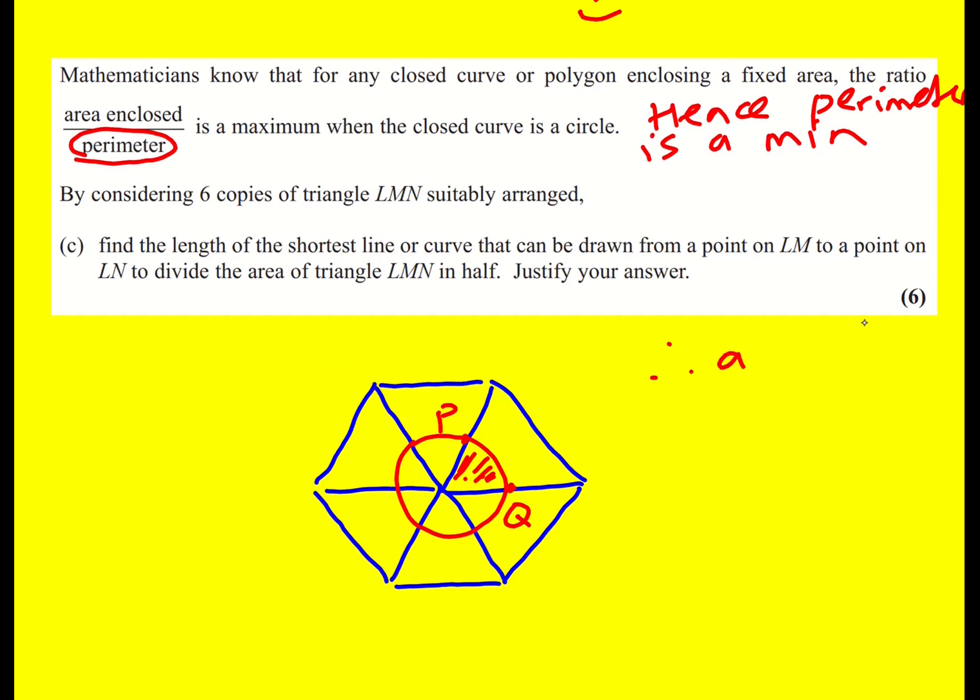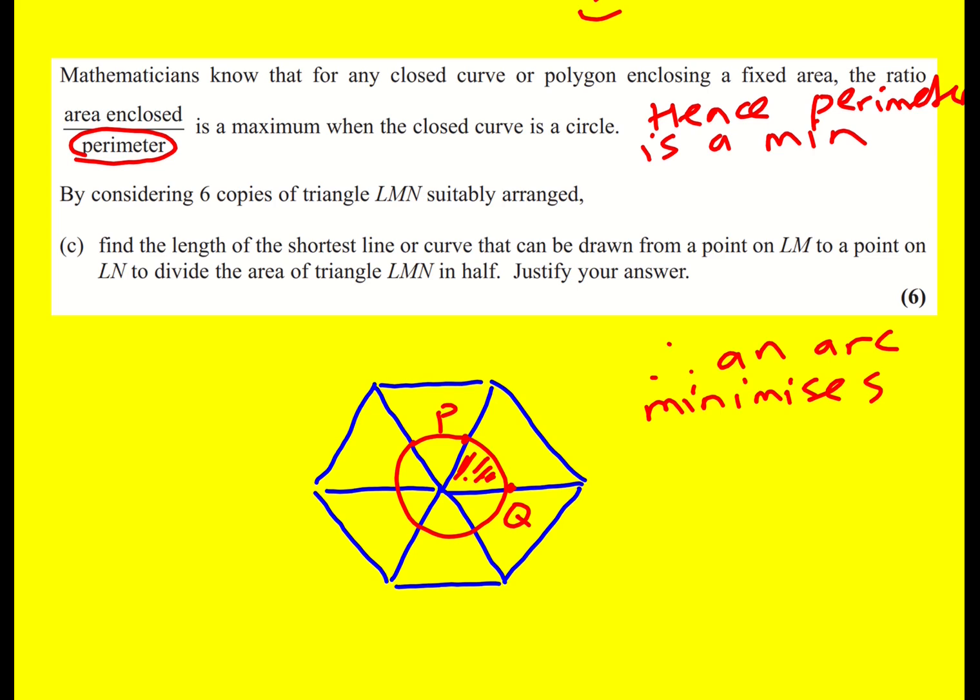Therefore, an arc minimizes length PQ. Now, I just want to remind you, that's not quite right, is it? It's not that it minimizes length PQ, it would be a straight line that would minimize length PQ. It's that we can basically move P and Q closer to one another to give this half area.